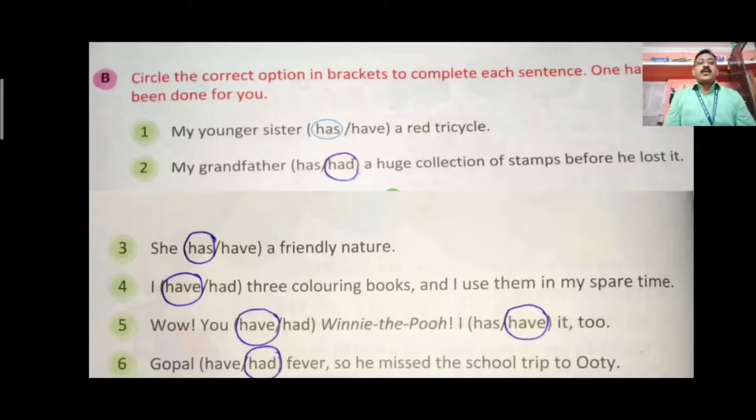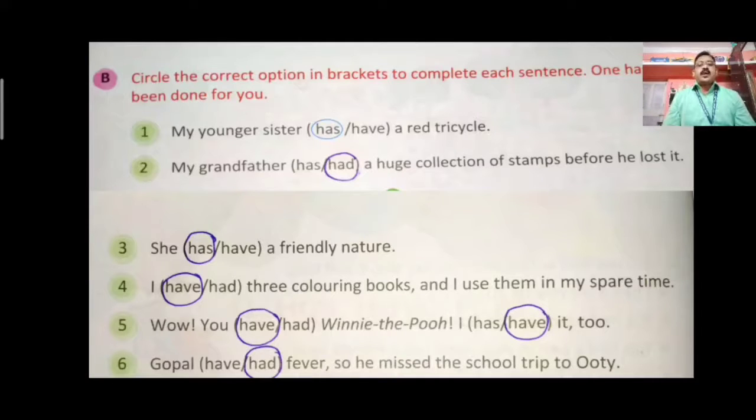Here second one, my grandfather has or had a huge collection of stamps before he lost it. Means I am talking about the time which is already over, lost, past tense, not present tense. So you have to use had here. Third one, she has or have a friendly nature. She, as I told you, singular subject, whether noun or pronoun, we have to use has. So she has a friendly nature.